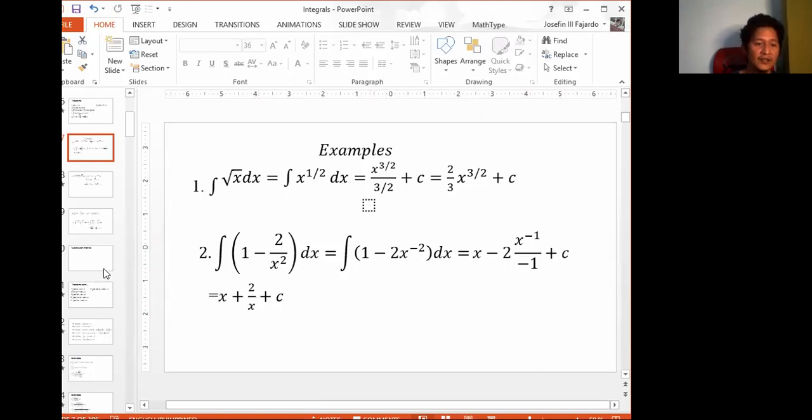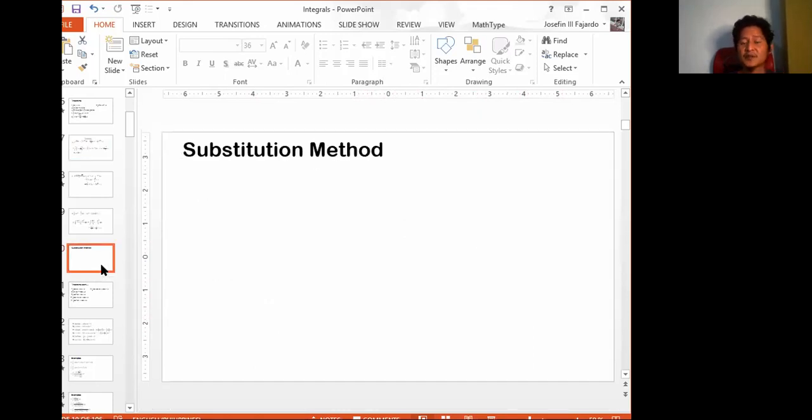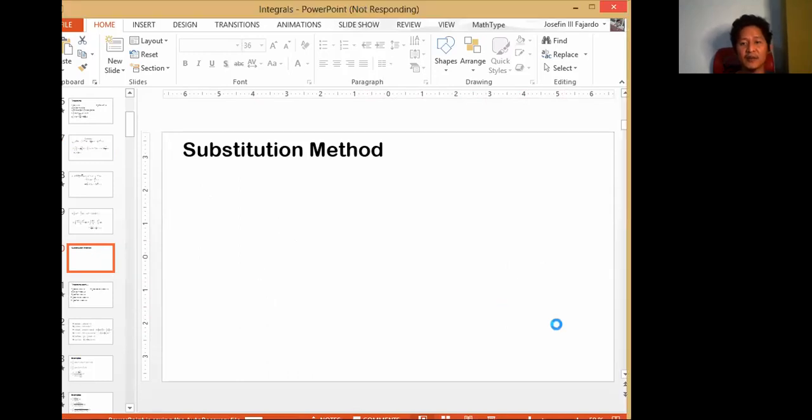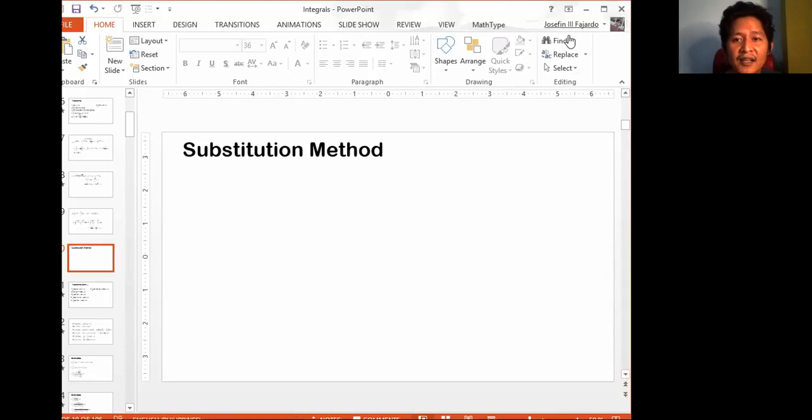Okay? So for now, what we are to do is what we now proceed with what we call substitution method. So mapapansin nyo, blanko ito kasi gusto ko dito na lang ako magsulat. Unlike kung doon ako magsusulat sa whiteboard, medyo parang madilim, malabo. So instead of writing there, I'll just write here instead dun sa whiteboard natin. Okay? So let's wait for my PowerPoint to respond. It's kind of unresponsive.